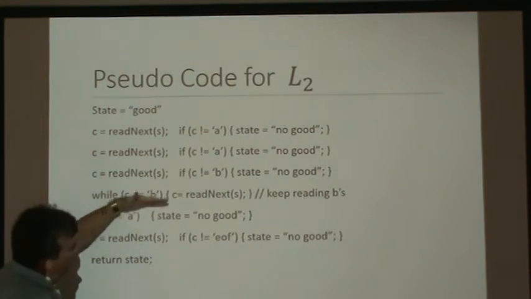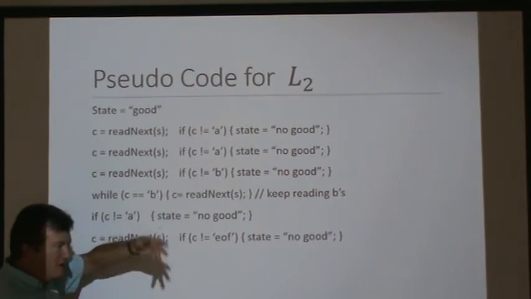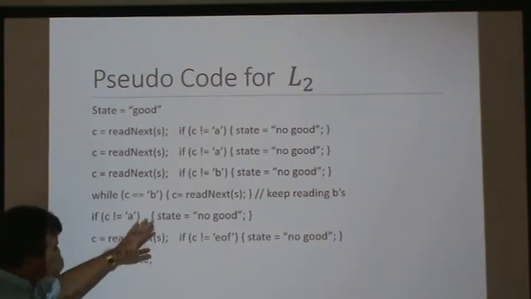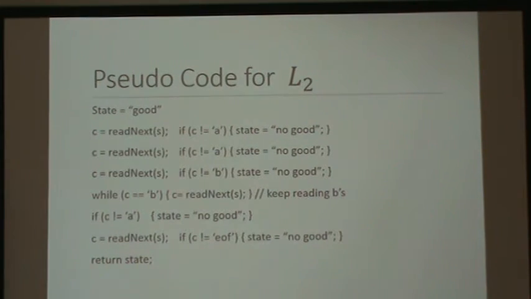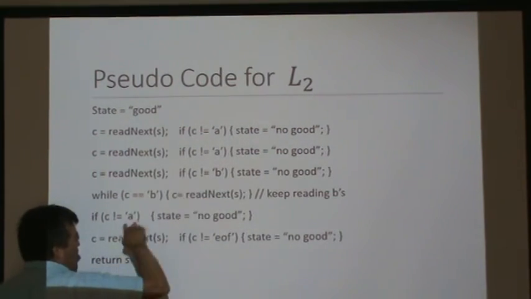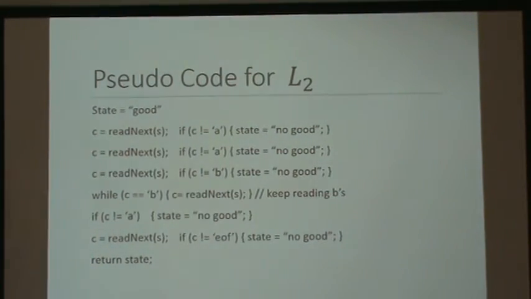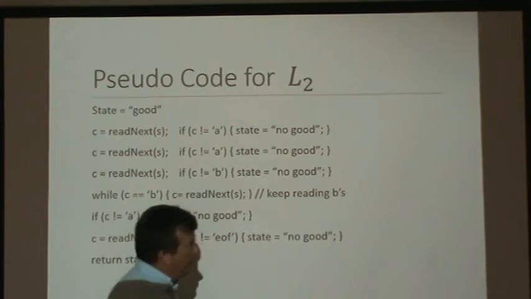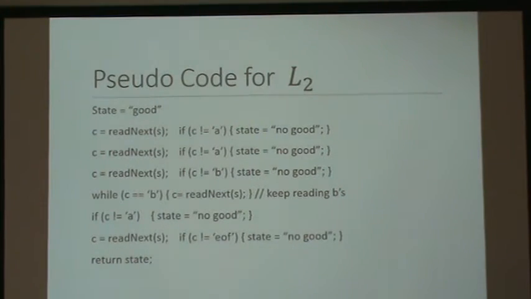Then we can have a loop, reading over and over. As long as you keep reading B's, just stay in a good state. As soon as you do not see a B, then check that it's an A, and if it's not an A, then you go to a bad state. So we could read as many B's as we want, and that's fine. As soon as we read a non-B, check that it's an A. And if it's not an A, we say we're no good. And then if we finally get to the end of the file, we just return the state, and the answer yes or no. So this would be a program doing it.